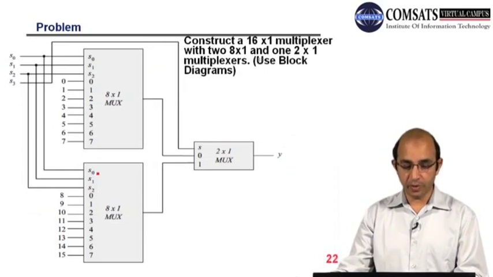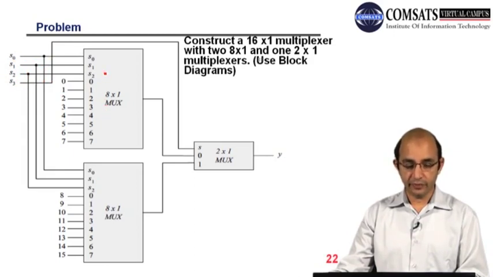So we have another problem. We have to construct a 16 × 1 multiplexer with two 8 × 1 and one 2 × 1 multiplexer. So we can use the block diagram. Here we have an 8 × 1 multiplexer, and then we have another 8 × 1 multiplexer, and this is a 2 × 1 multiplexer here. You can see we have S0, S1, S2, S3. These are the switches, control switches, you can say.